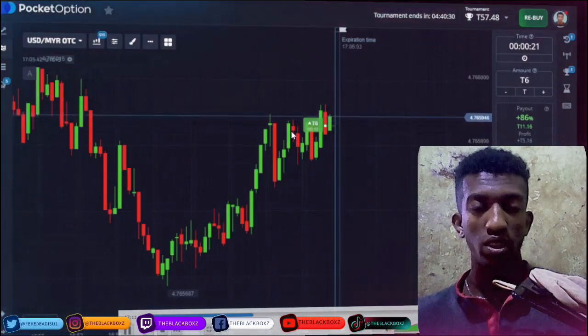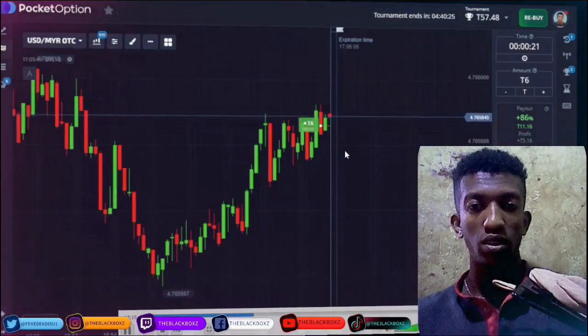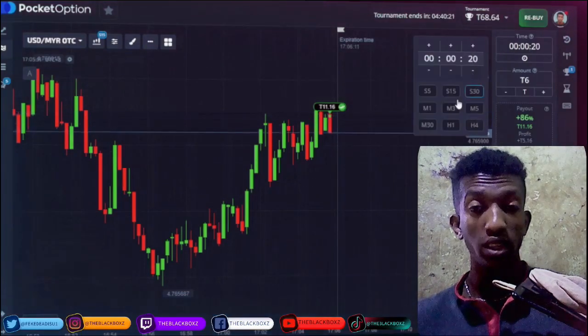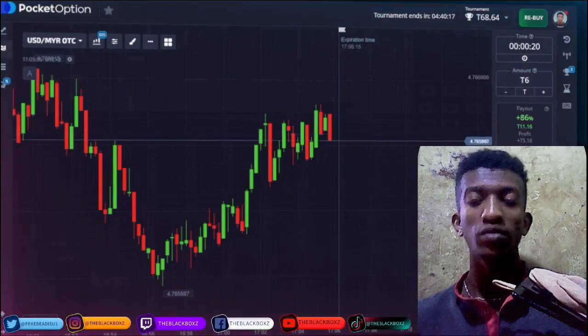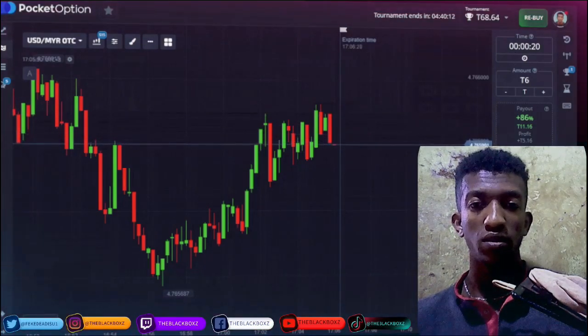If you go to the 30 seconds, you'll see that this is a support right here. So the second model acts as support and resistance if we are selling, a support if we are buying. You can see that is a deep retracement.